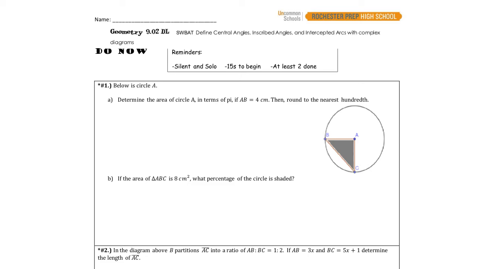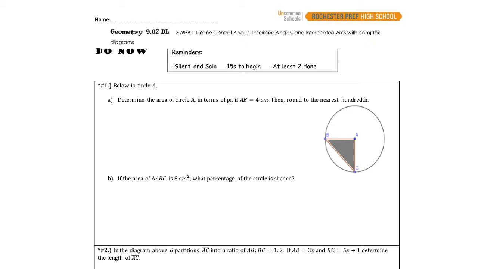Today's lesson 9.02 is going to be on defining angles, inscribed angles, and central angles, and the arcs they hit. And we're going to have some tough diagrams today, but it won't be that bad. All right, so this is actually the exit ticket from yesterday, and I just want to go over a few things and common mistakes I saw.